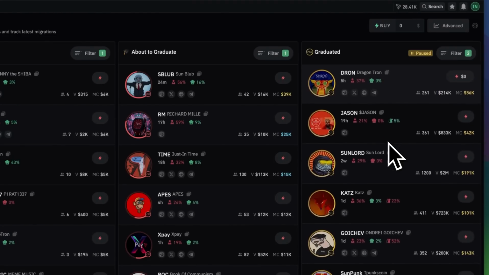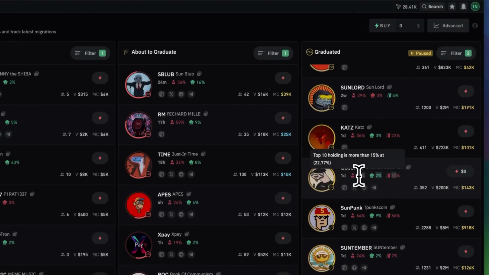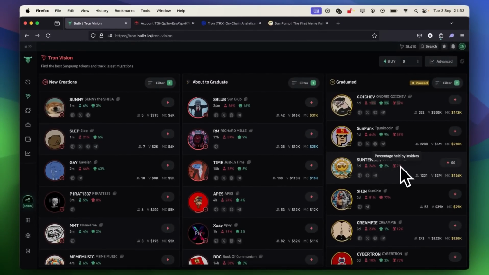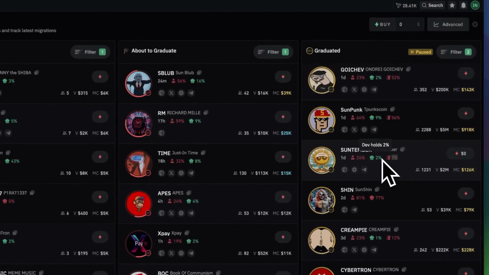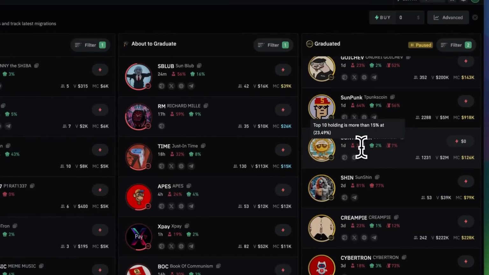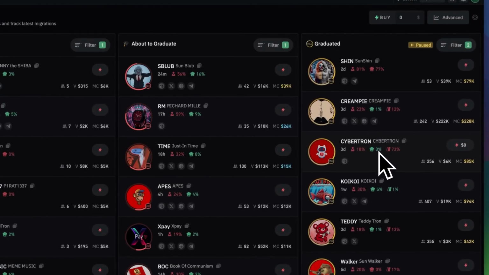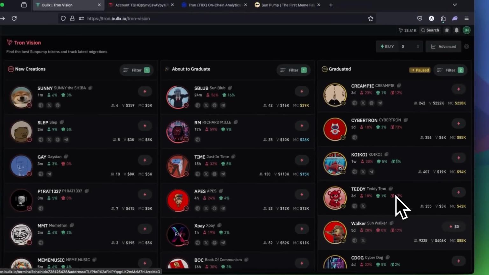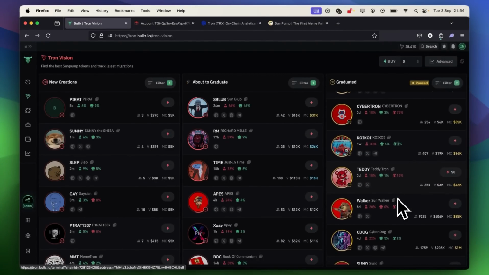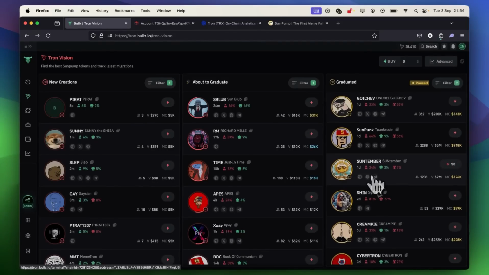But let's say we see a coin that looks good from all of these aspects. For example, let's find a coin that's been recently bonded. This one, Suntember, right? 7% held by insiders, which is not good, but it's fine. 7% is still okay. We have 2% dev holding and 24% top 10. This isn't by any means ideal. Ideal would be something about 10% here, up to like 3% dev, and then 0% insiders, or 1%, something like that. That would be perfect, but you're not going to see any perfect coins, they're going to be very rare, right?